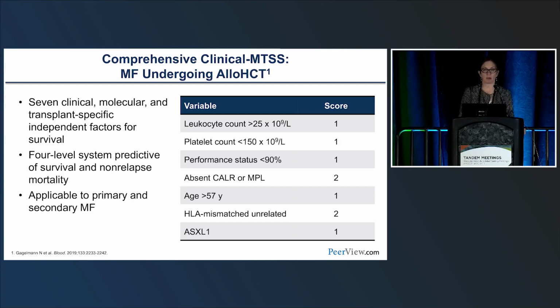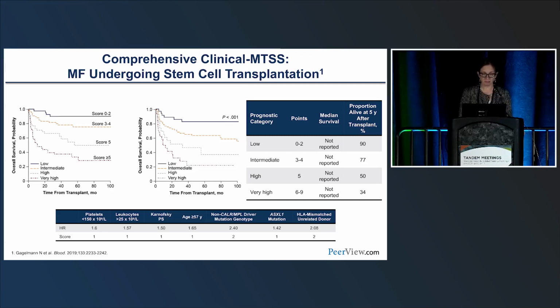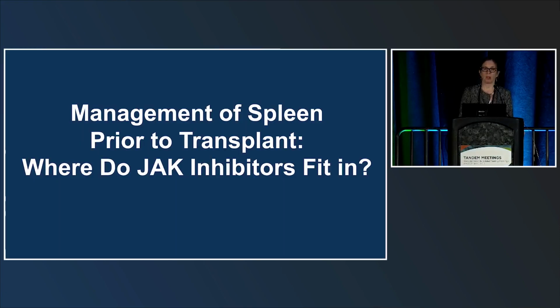One unique part of this scoring system is, number one, it does take into account the donor type, which I think is really important because when somebody comes in to talk about transplant, we do want to think about that. And it's also applicable to both primary and secondary myelofibrosis. Based on the scoring, you can see the breakdown of the outcomes.